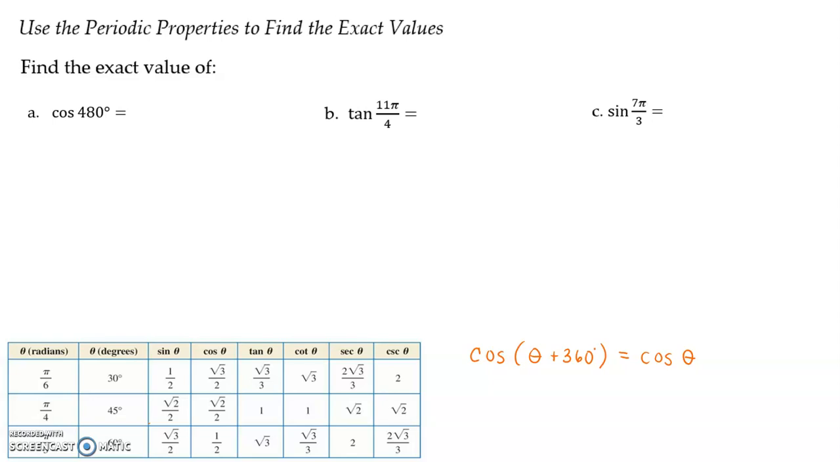So let's go ahead and look at part A. We have cosine of 480 degrees, and let's go ahead and rewrite this as cosine of 360 degrees plus 120 degrees. So this should come out to be the same thing as finding cosine of 120 degrees. And we know that this is going to give us an answer here of negative 1/2.